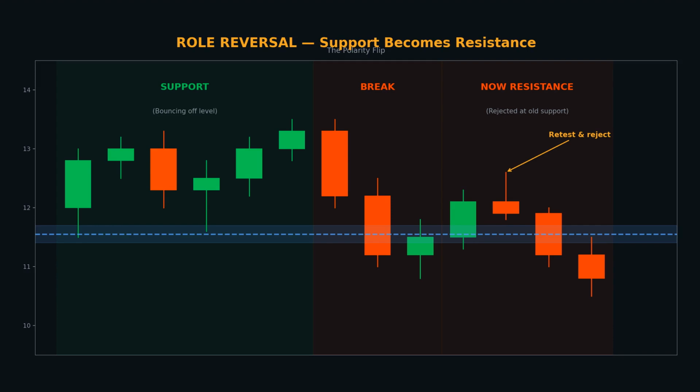Imagine there's strong support at $50. Price has bounced off it 3 times. Lots of traders are buying at 50. It's a well-known level. Then one day price breaks below 50. Now every single trader who bought at 50 is underwater. They're sitting on a loss.